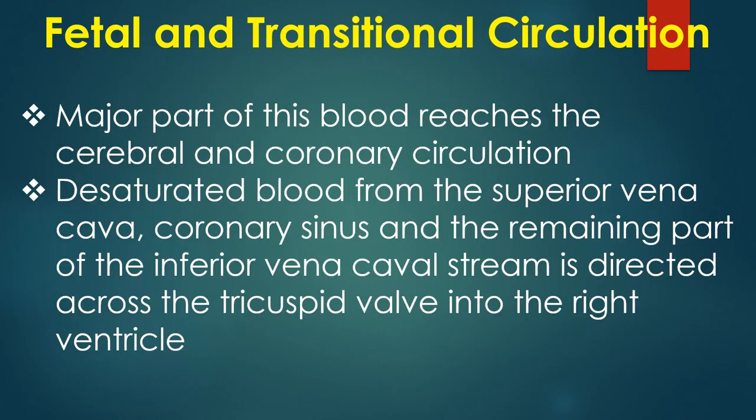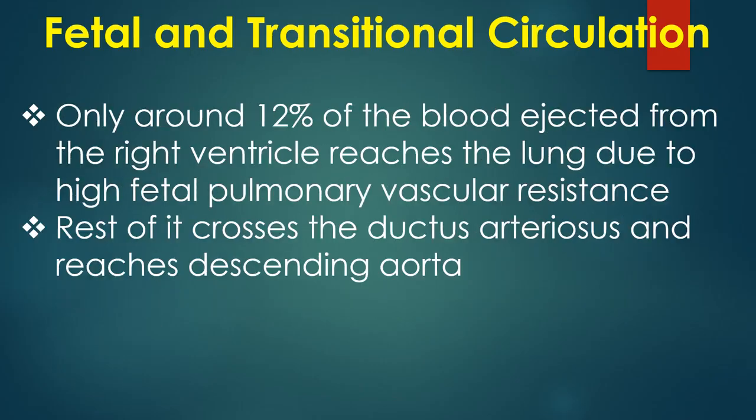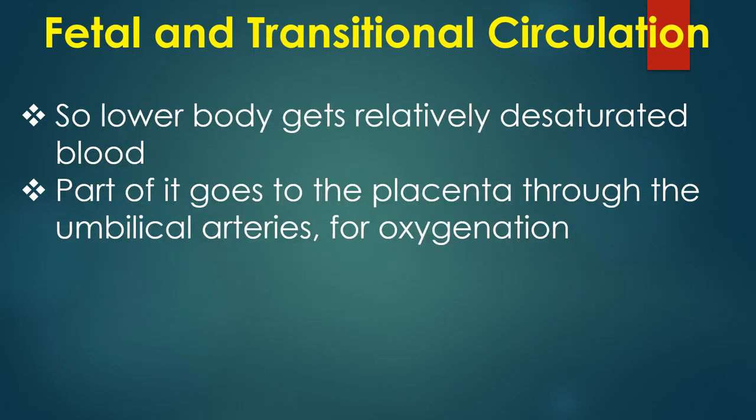Desaturated blood from the superior vena cava, coronary sinus and the remaining part of the inferior vena caval stream is directed across the tricuspid valve into the right ventricle. Only around 12% of the blood ejected from the right ventricle reaches the lung due to high fetal pulmonary vascular resistance. Rest of it crosses the ductus arteriosus and reaches descending aorta. So lower body gets relatively desaturated blood. Part of it goes to the placenta through the umbilical arteries for oxygenation.